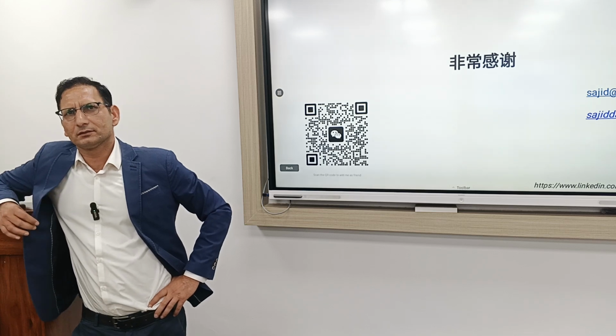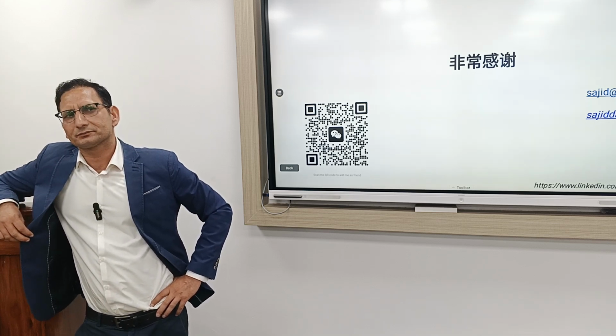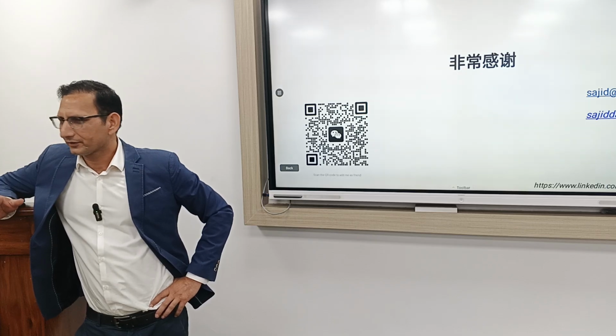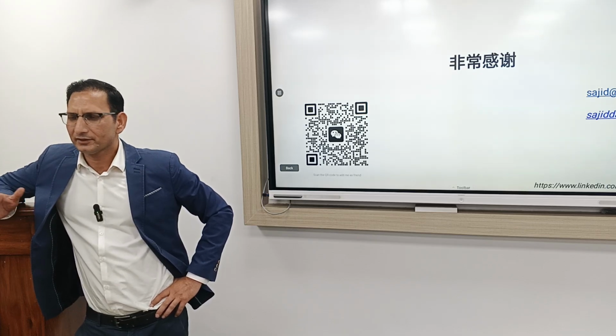Then we apply machine learning for classification of cancerous and non-cancerous. We have thousands of instruments that can tell us. We cannot see inside the body.